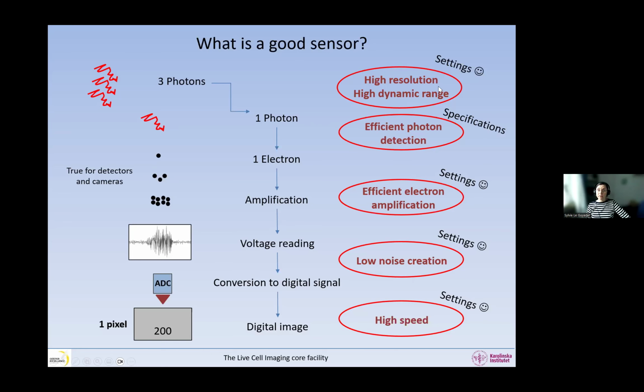However, the other things like dynamic range partly, and then also the efficiency of amplification, the noise and the speed, these are in the settings, and therefore we can influence them when we're sitting by the microscope. So in this lecture, or the next lecture, we're going to talk about all these, the efficiency of detection and also the speed.